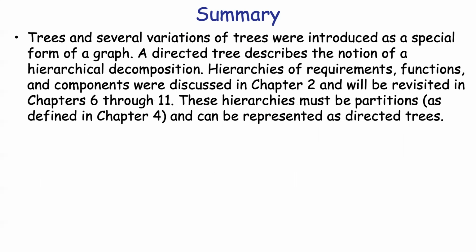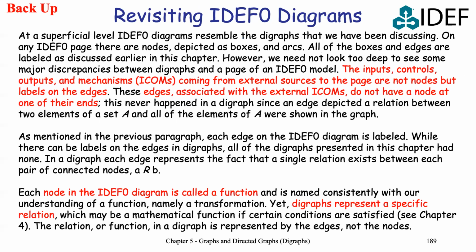Trees and several variations of trees were introduced as a special form of a graph. A directed tree describes the notion of a hierarchical decomposition. Hierarchies of requirements, functions, and components were discussed in chapter 2 and will be revisited in chapters 6 through 11. These hierarchies must be partitions as defined in chapter 4 and can be represented as directed trees. So I think that's it for that.